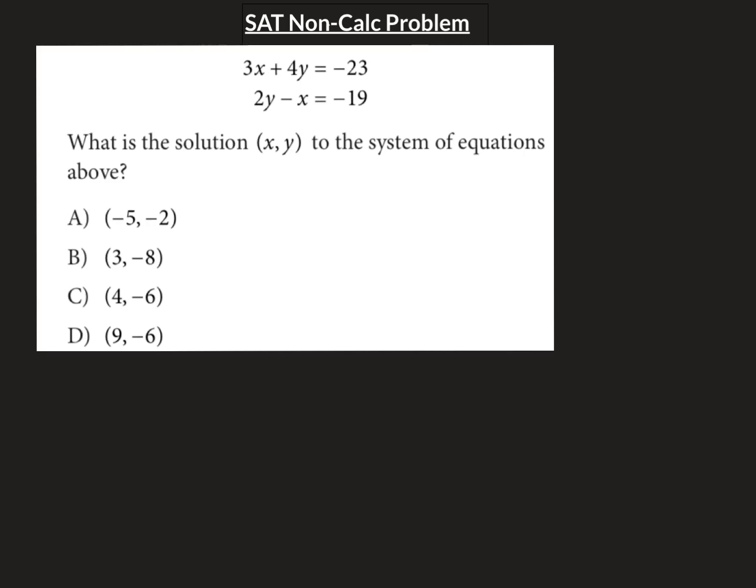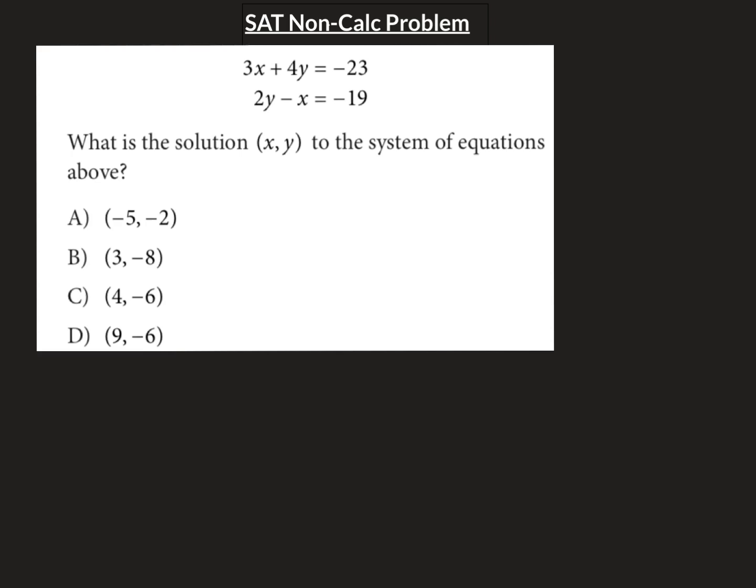Hey everyone, in this video we'll be going over this SAT non-calculator problem. So the problem is 3x plus 4y equals negative 23 and 2y minus x equals negative 19. What is the solution (x, y) to the system of equations above?